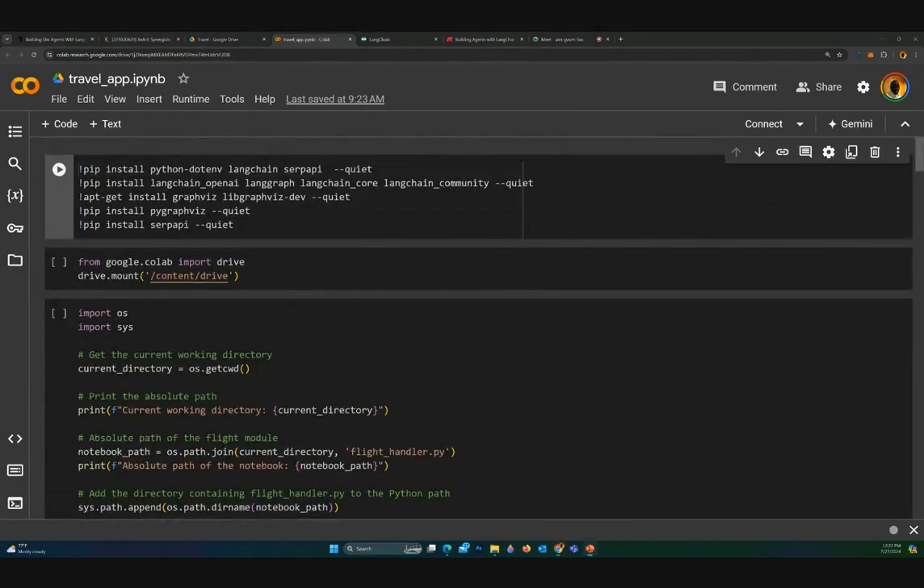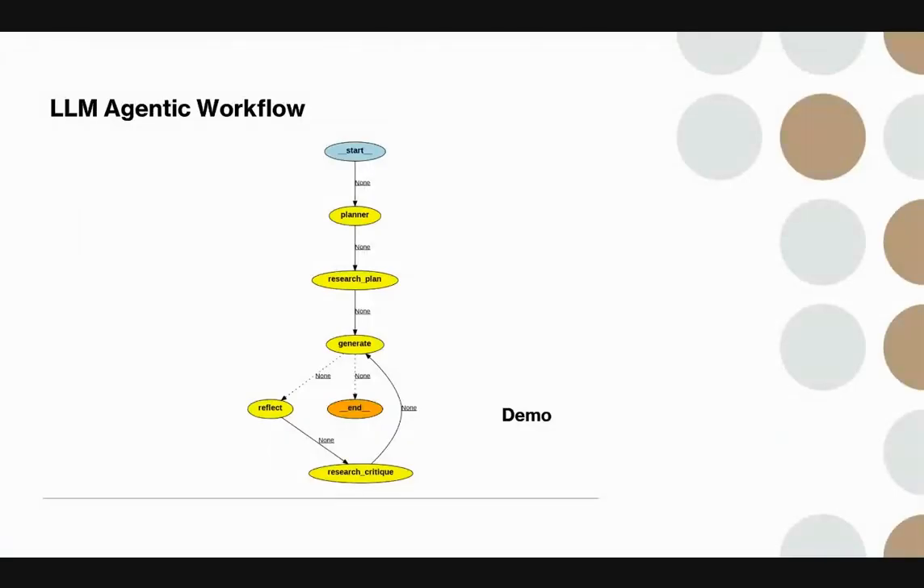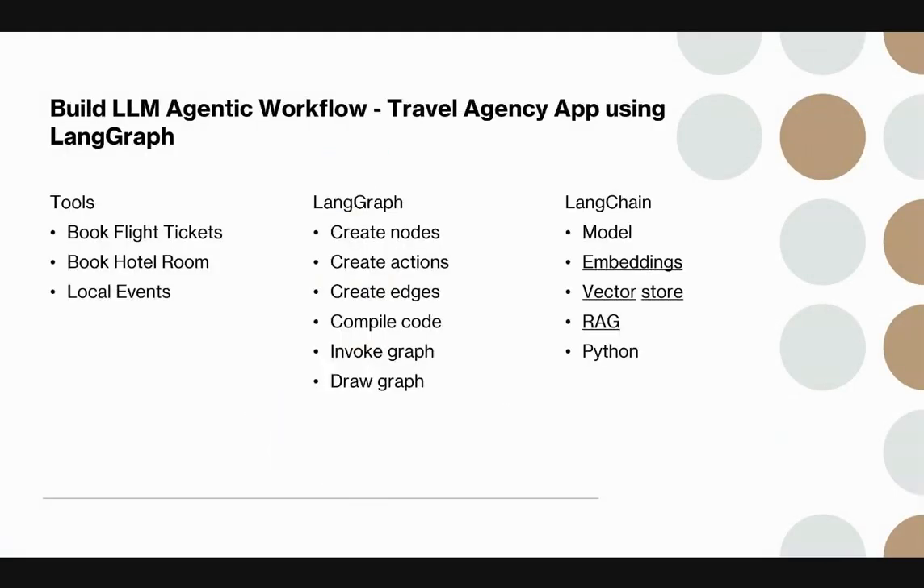Let's take a minute and go through these points. So basically, we're trying to create a travel agency app. Normally, what you think about is the tools. So what are the different functions that you need in your app? So here we have the booking of tickets, booking of hotel rooms, and local events to give you some recommendations in your destination.